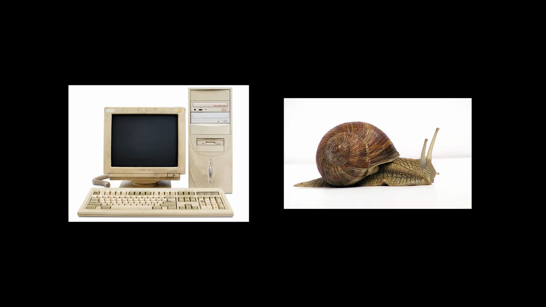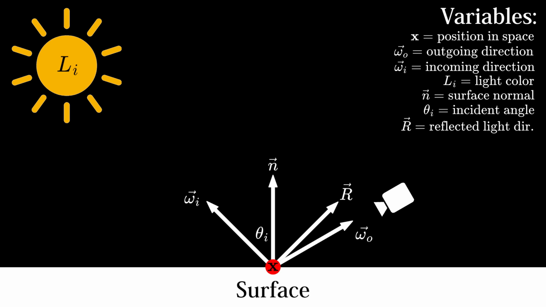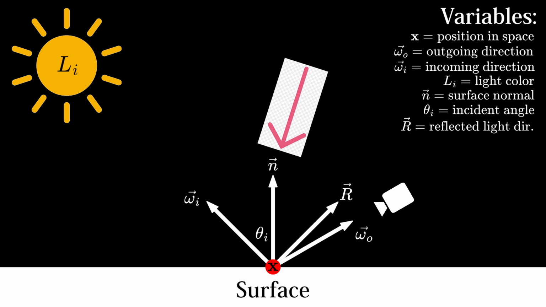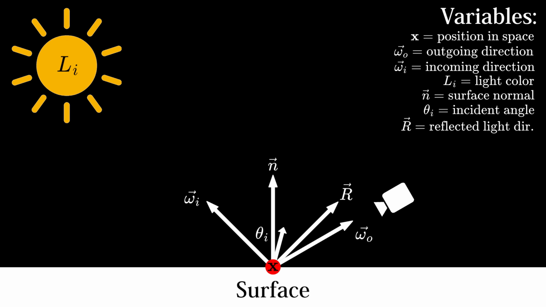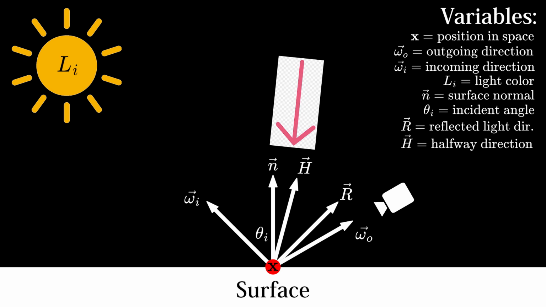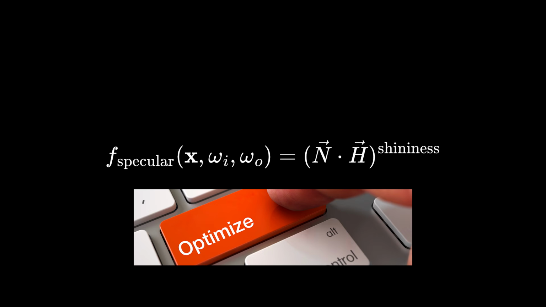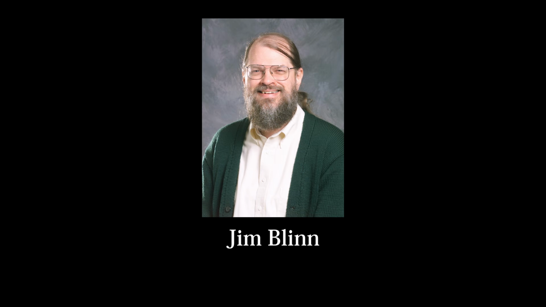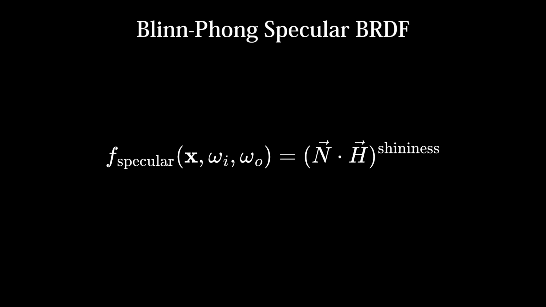Back in the day though, computers were much slower, and calculating something like the reflection vector was actually a bit costly. If we take a look at our vector diagram, the normal vector is also the halfway vector between the light and reflection vectors, so we can optimize the Phong reflection model by calculating the halfway vector between the view and light vectors and taking the dot product between the half vector and the normal vector, removing the need to compute the reflection. This optimization was derived by Jim Blinn in 1977, and the resulting BRDF is known as the Blinn-Phong specular model.